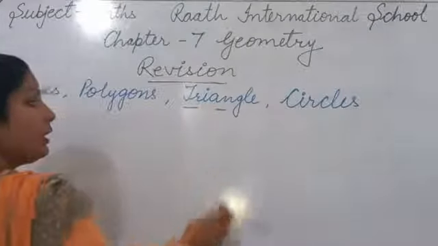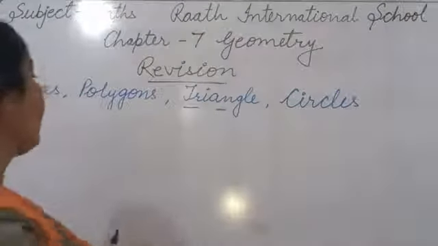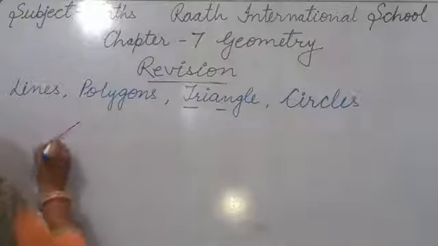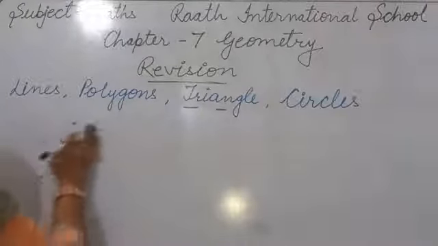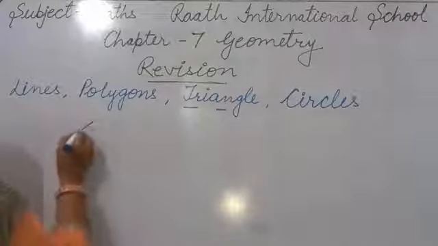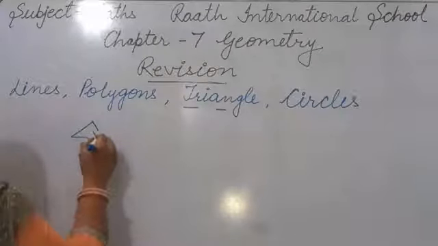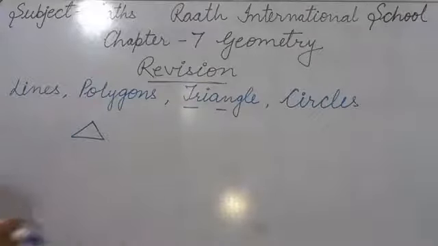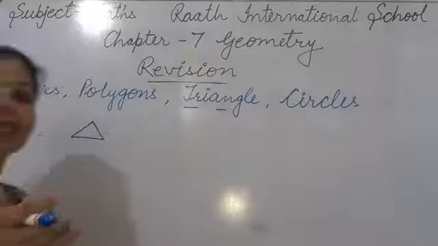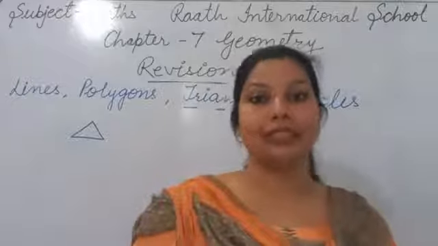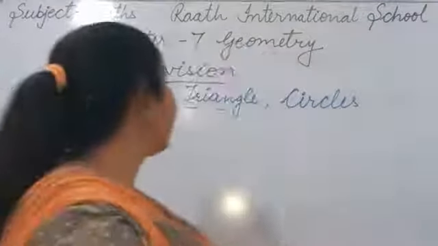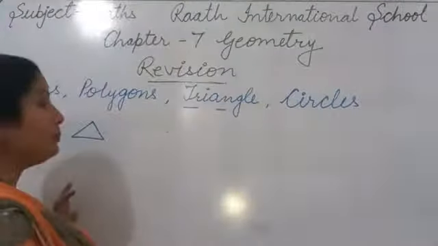कैसे होती है? If we have all sides equal, अगर किसी triangle में all sides equal है आपके पास, suppose a triangle with all sides equal, okay? ऐसे आपके पास suppose all sides equal है, so that is known as an equilateral triangle. जिसमें सभी 3 sides equal है, that is known as an equilateral triangle.